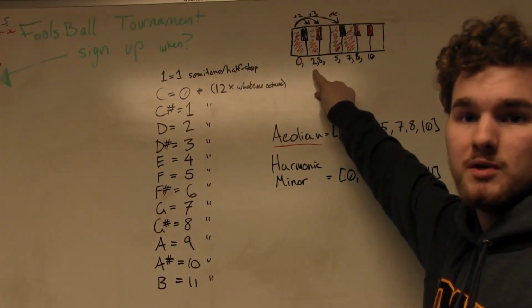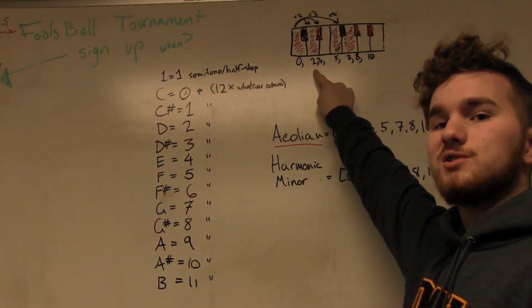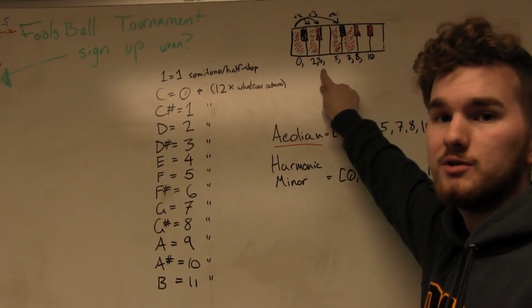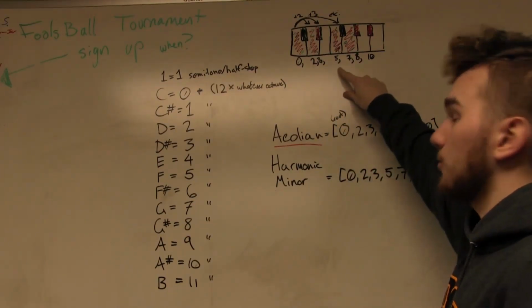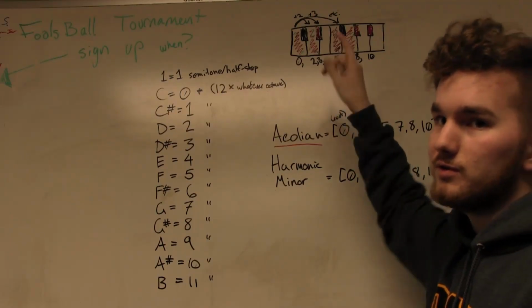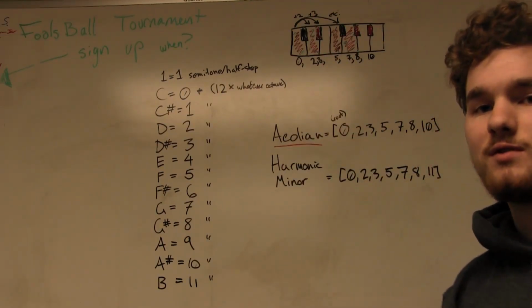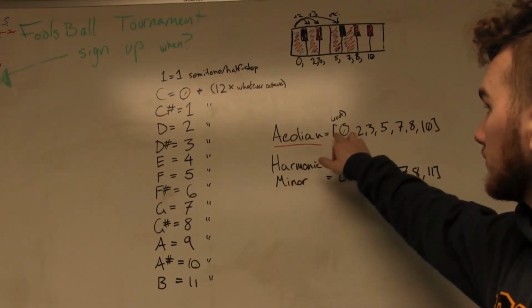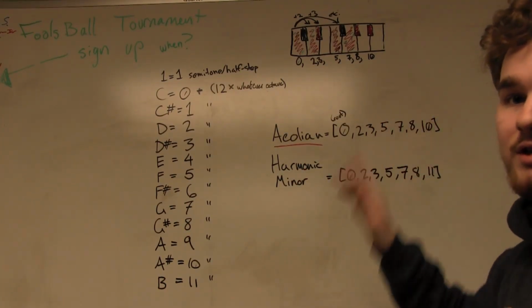D, that would be the major second. That's plus 2 from the root note, plus 2 semitones. Minor third, D sharp, plus 3. Fourth would be F, plus 5 semitones. Fifth is G, plus 7 semitones, etc. So if you put that in a list, it looks like this. 0, 2, 3, 5, 7, 8, and 10.